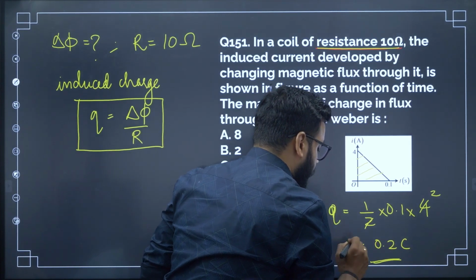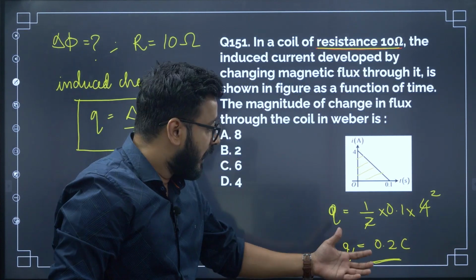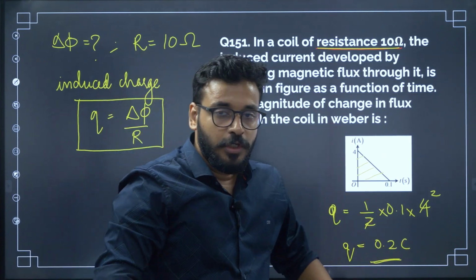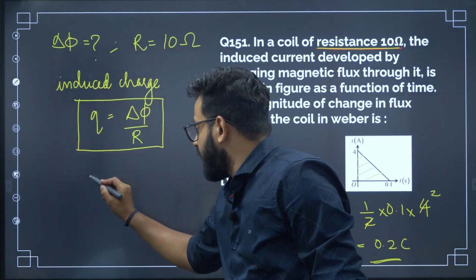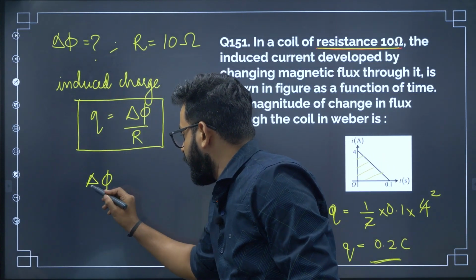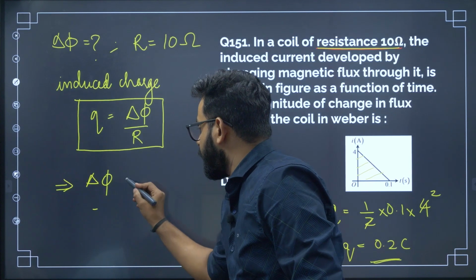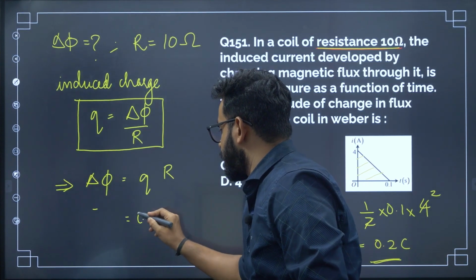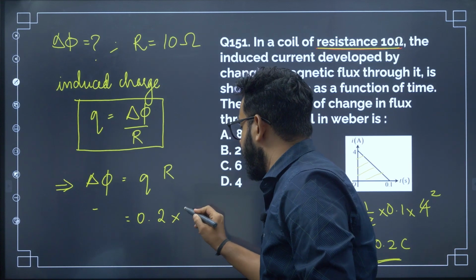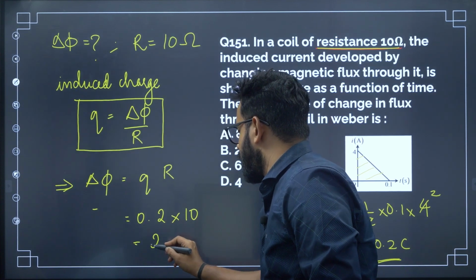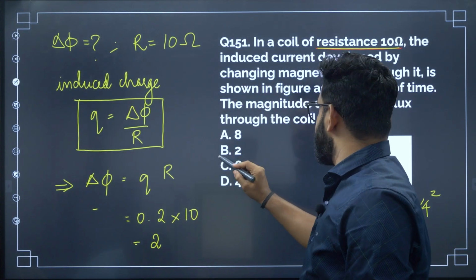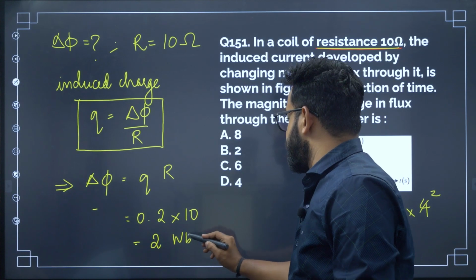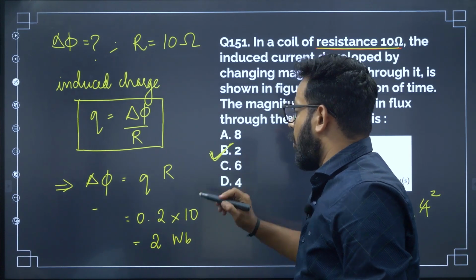Simple, right? We have got the induced charge and we already have the resistance value, so just substitute. Delta phi is equal to charge into resistance, which is 0.2 into 10, which is 2. So the correct answer here is 2 Webers. The change in the flux is 2 Webers, option B.